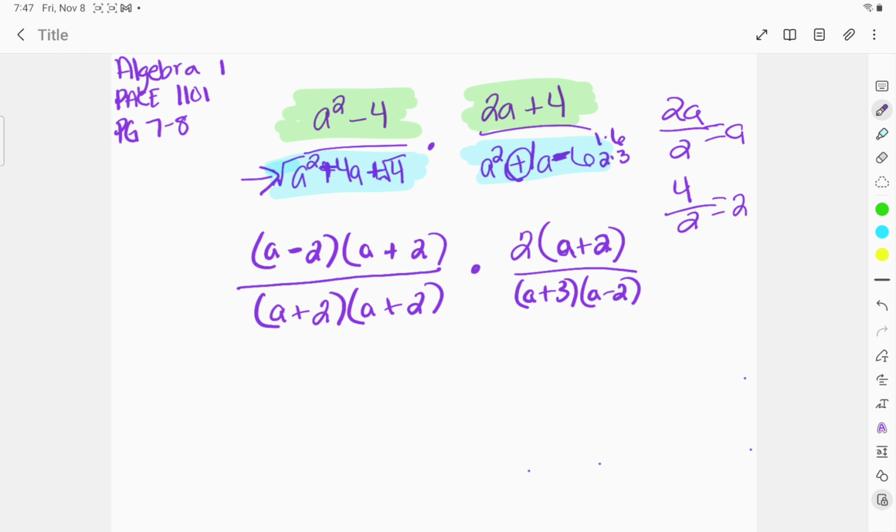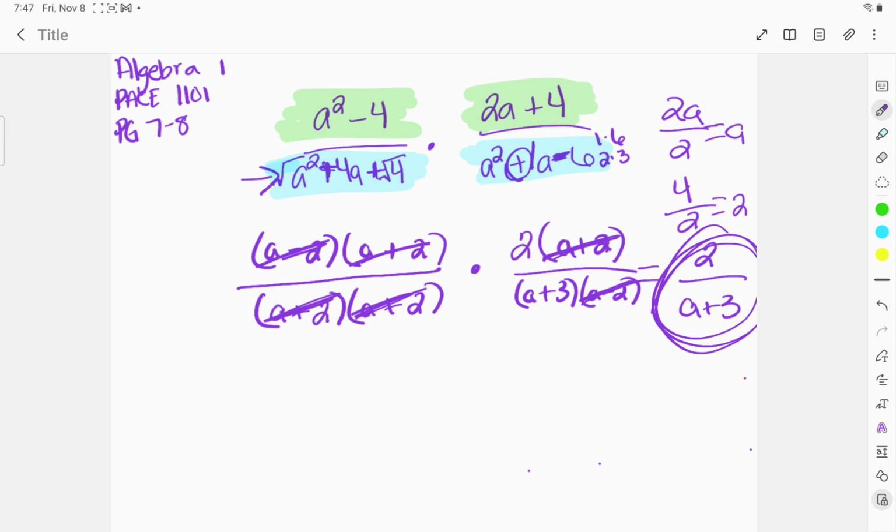All right, from here you cancel. So this a minus 2 and this a minus 2 will cancel. This a plus 2 and this a plus 2 will cancel. And this a plus 2 and this a plus 2 will cancel. And that leaves me with 2 over a plus 3. That is your final answer.